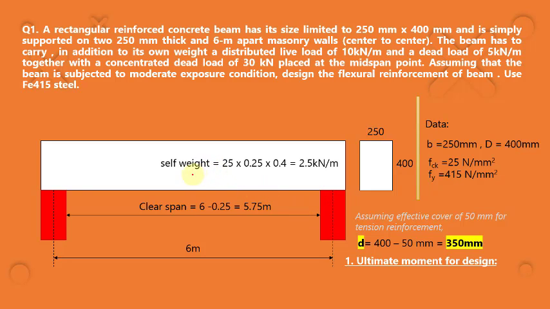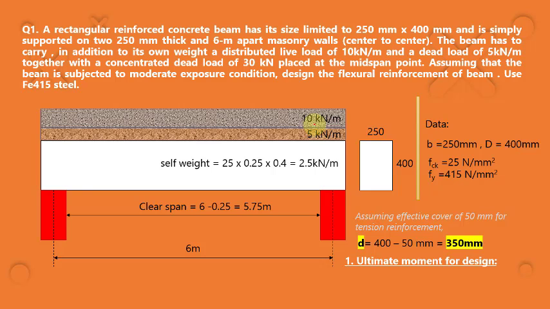So the first is the self weight of the beam. The self weight of the beam is density of reinforced concrete into cross section area. You'll get 2.5 kilonewton per meter. Apart from this, you have a dead load of 5 kilonewton per meter which is acting on this beam. So these are dead loads. Now you have an imposed load of 10 kilonewton per meter. This is the live load which is acting on the beam. In addition, you have a concentrated load of 30 kilonewton which is acting at the midspan.